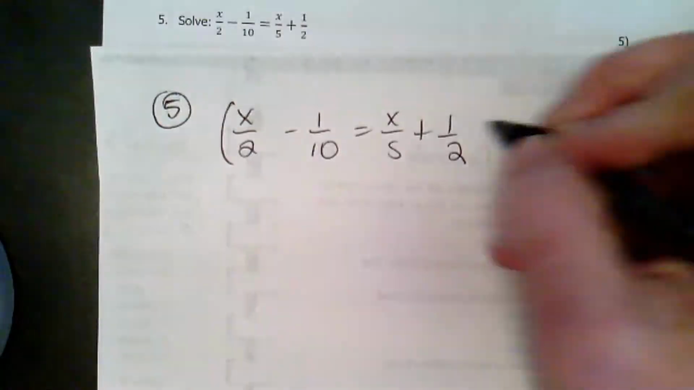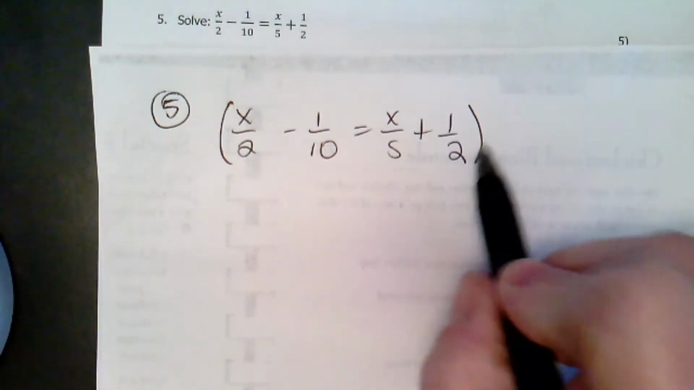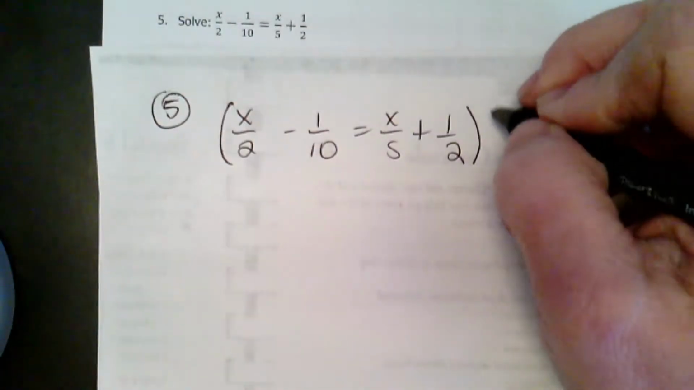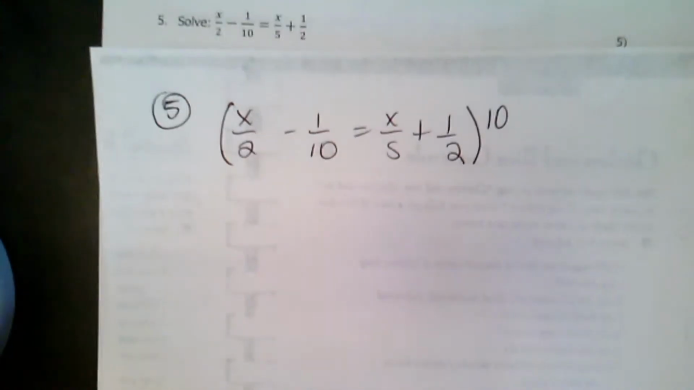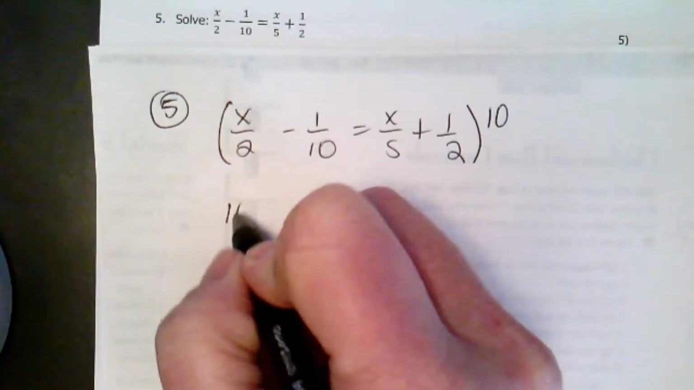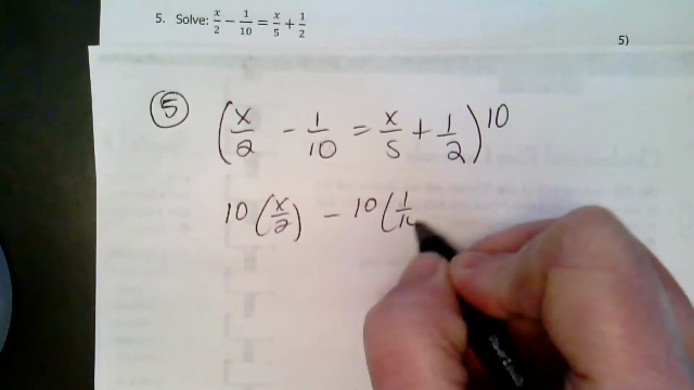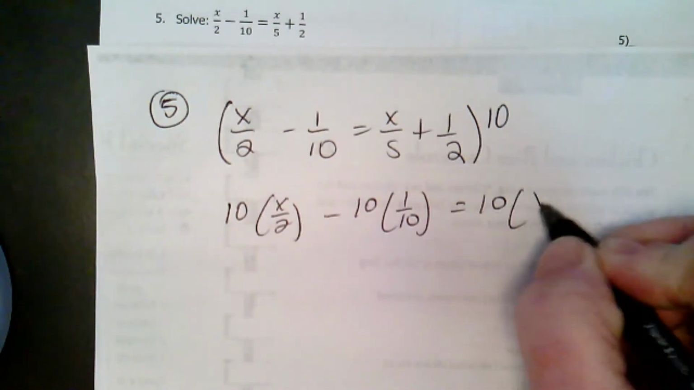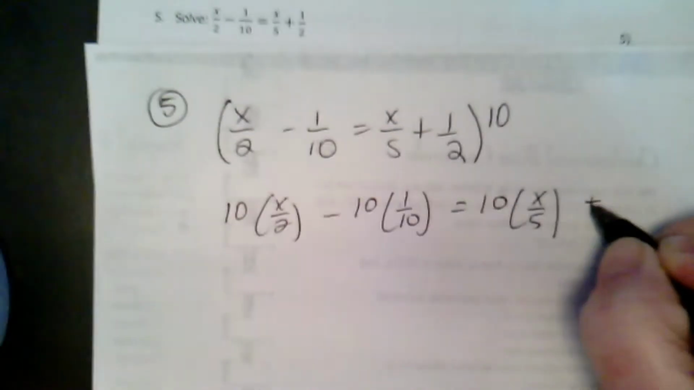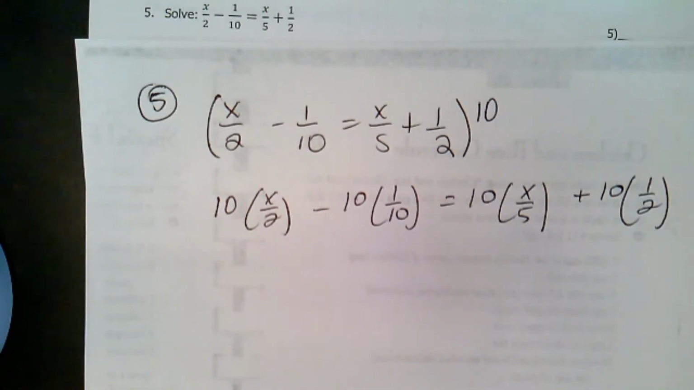So what you're going to do is look at your denominators and find something they all can go into. So 2, 10, 5, and 2 all go into 10. So if I times everything by 10, I will get rid of my fractions. So I'm making everything 10 times bigger. So I'll write it out the long way. So that's basically what we did, is make everything 10 times bigger.